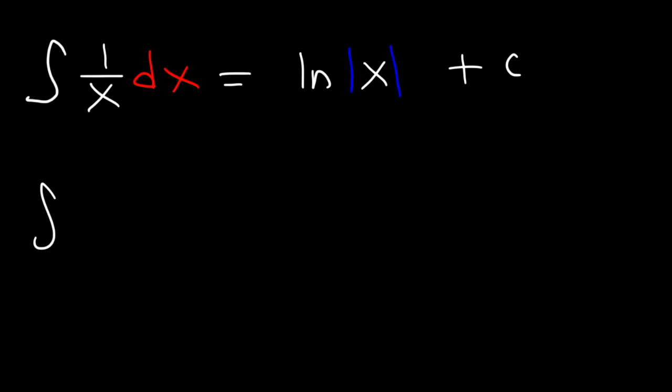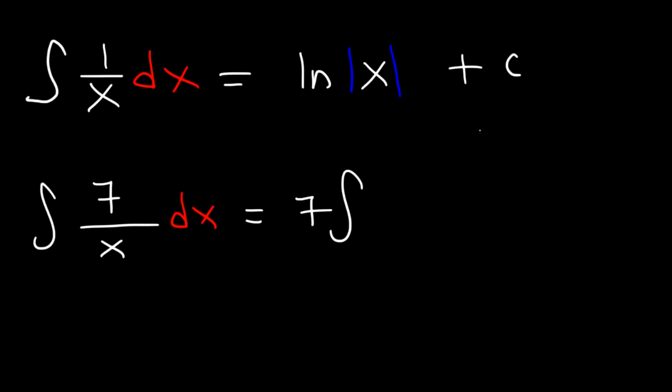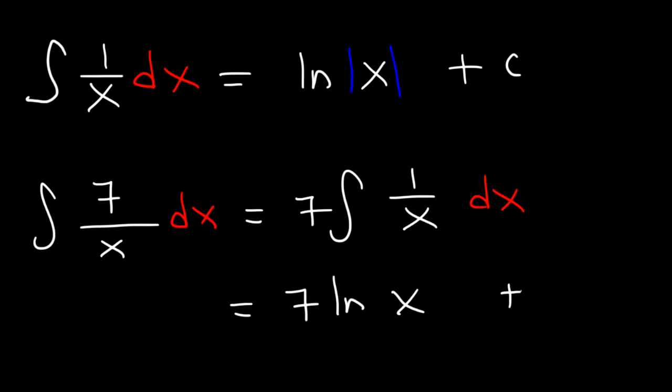Now let's try another problem. What is the antiderivative of 7 over x dx? What would you say? Well, we can move the constant to the front. And we know that the antiderivative of 1 over x dx is ln x. So the answer is going to be 7 ln x plus c. And so that's all you need to do for this example.